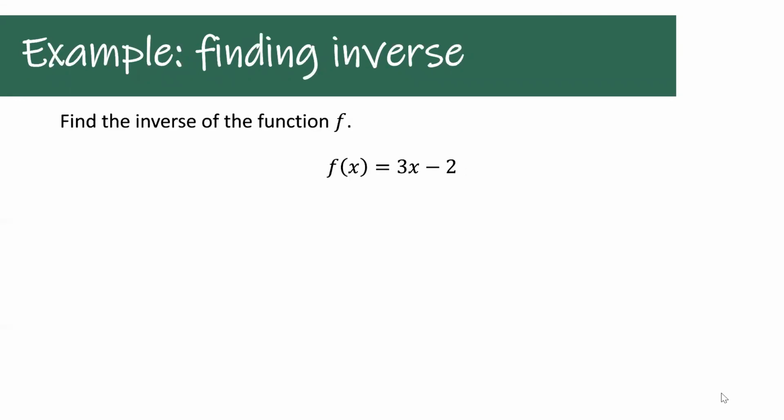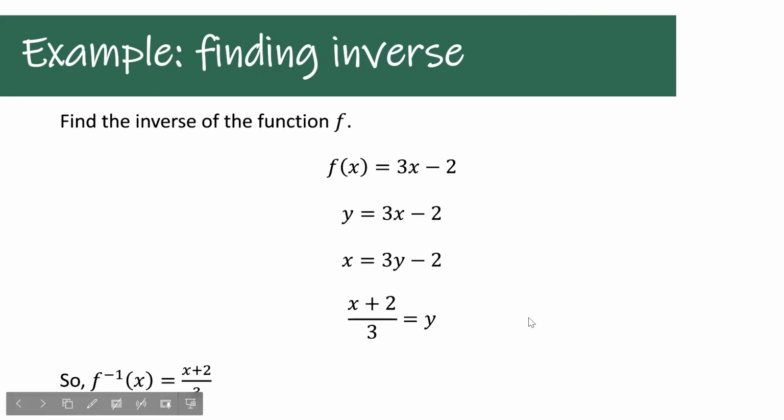Let's look at an example here. We want to find the inverse of the function f. So we have f of x equals 3x minus 2. That could also be written as y equals 3x minus 2. We're going to flip our x and our y, so x equals 3y minus 2. All we're going to do from here is solve for y. We would get (x plus 2) divided by 3 equals y. That is our inverse function.